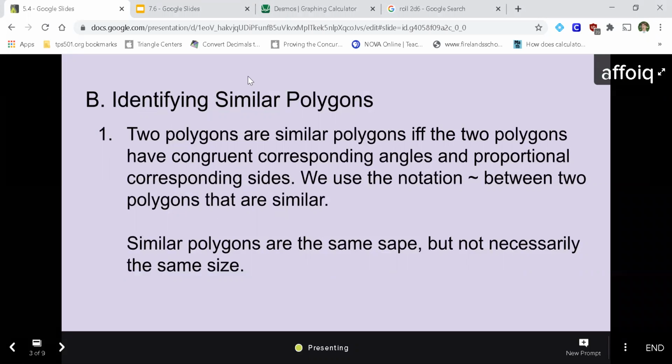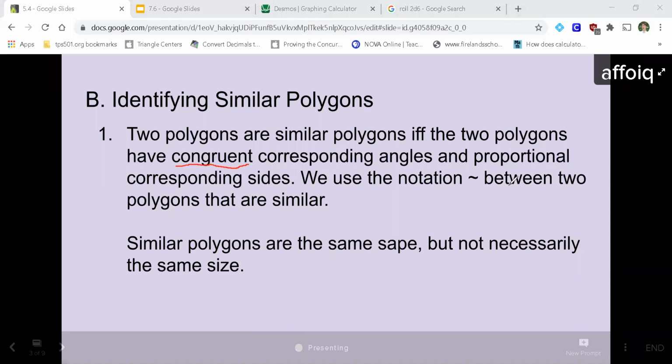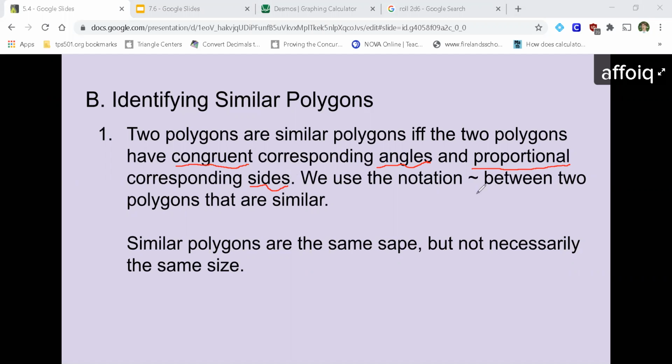In order to identify whether or not two polygons are similar, you will use this definition. Two polygons are similar if and only if they have congruent corresponding angles and proportional corresponding sides. So the angles between them have to be congruent, but the sides do not. They don't have to be congruent. They just have to be proportional. If that is true, then we use this notation, the tilde, between the two polygons to indicate that they are similar.